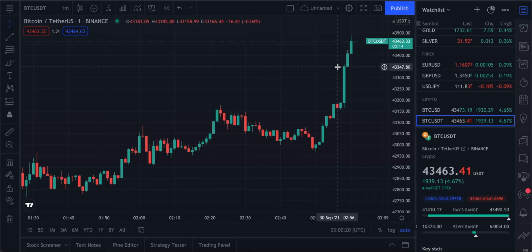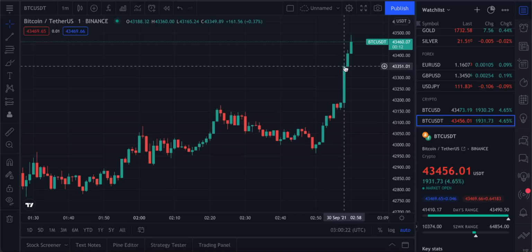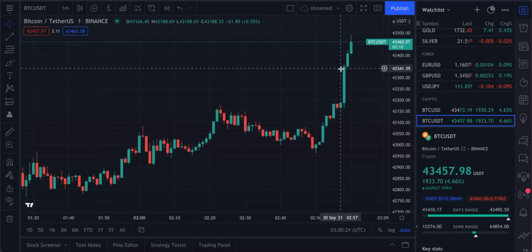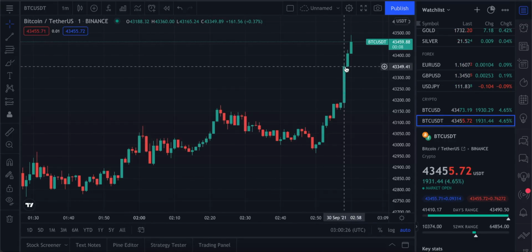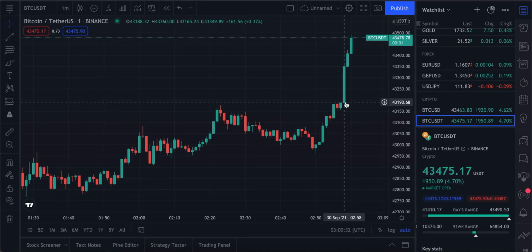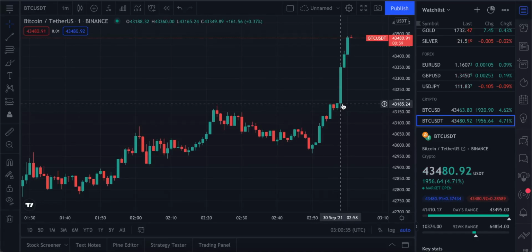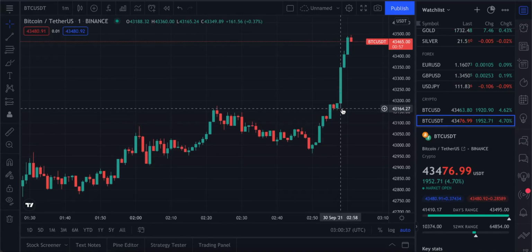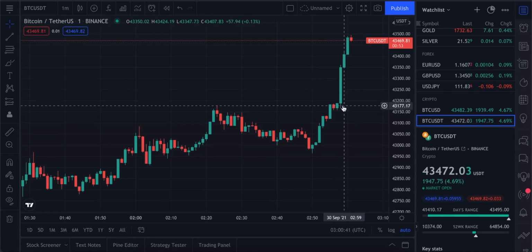It ended here. You'll notice that there's a little wick. They also call them shadows, but this is a wick at the top. And that means that even though the price closed here, at one point during that time frame it actually went above there. And the wick on the bottom says that even though it started here, it did dip below that price to this point, but it didn't close there.